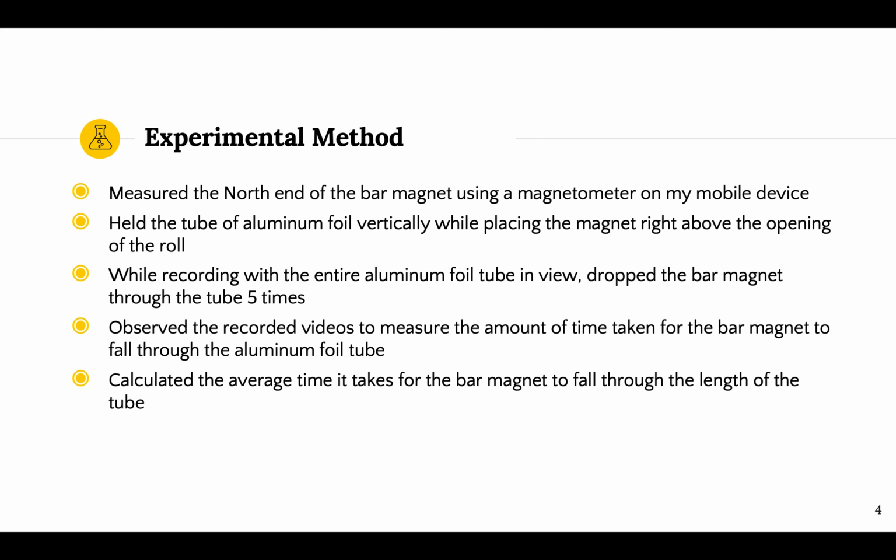So the experimental method was, first, you measured the north end of the bar magnet using a magnetometer on my mobile device. Then you held the tube of aluminum foil vertically while placing the magnet right above the opening of the roll. While recording with the entire aluminum foil tube in view, you dropped the bar magnet through the tube 5 times. Each time you observed and recorded the videos to measure the amount of time taken for the bar magnet to fall through the aluminum foil tube. And finally, you calculated the average time it takes for the bar magnet to fall through the length of the tube. You do this by looking at when the magnet entered the tube and when the magnet left the tube from those videos.